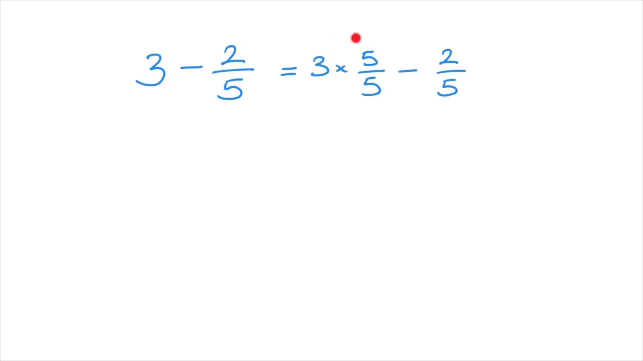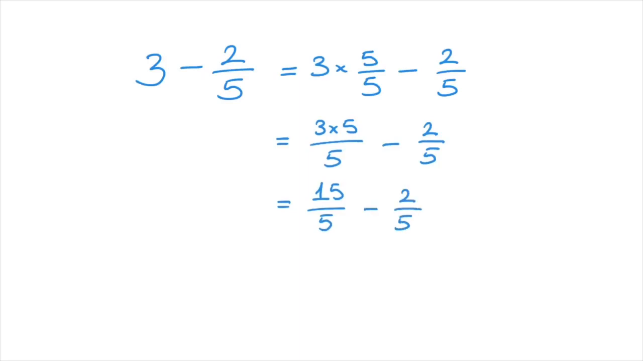Now, taking care of this 3, which is multiplying this 5 over 5, leads to 3 times 5 over 5 minus 2 over 5. That's equal to 3 times 5, which is 15 over 5 minus 2 over 5. And at this stage, we see that we now have two fractions, which are both written over 5, and we're subtracting 2/5 from the first fraction. So all we need to do now is work with the numerators. And we can state that this equals 15 minus 2 over 5. Finally, that's equal to 13 over 5. And that's the final answer.